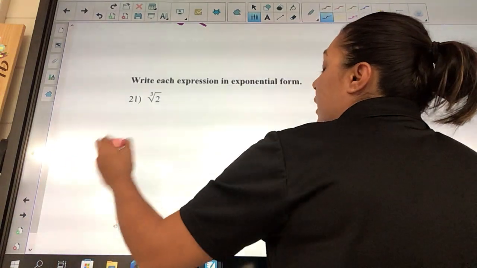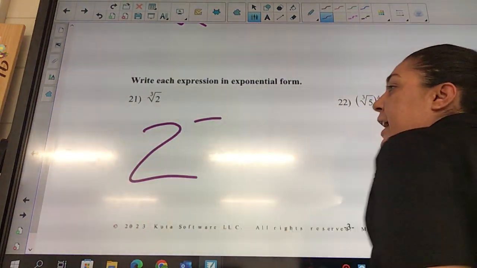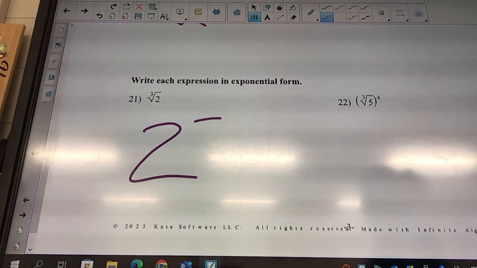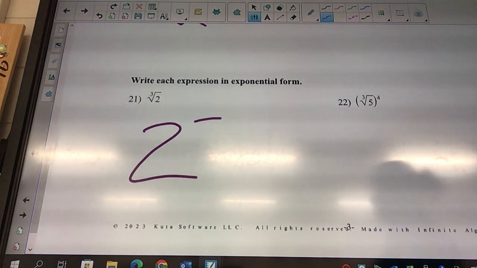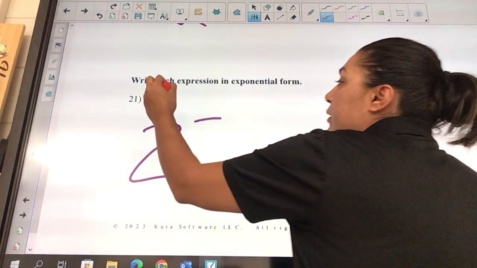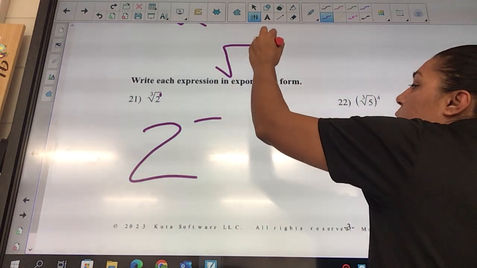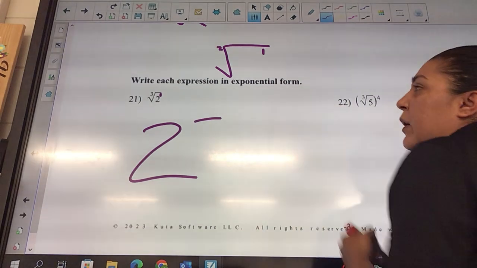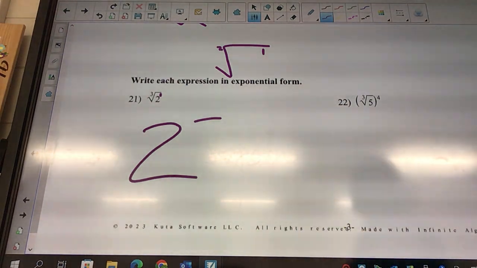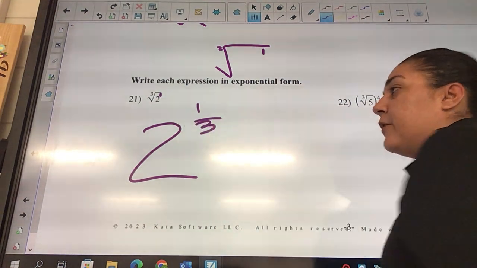Okay, for this one, we got 2. What's going on the top? 1. Good. Okay, so here there's a 1 there if there's nothing there. So all of these look like there's a 1 and then there's a 2, but we never use them. So this is going to be 1 and 3 for this one.